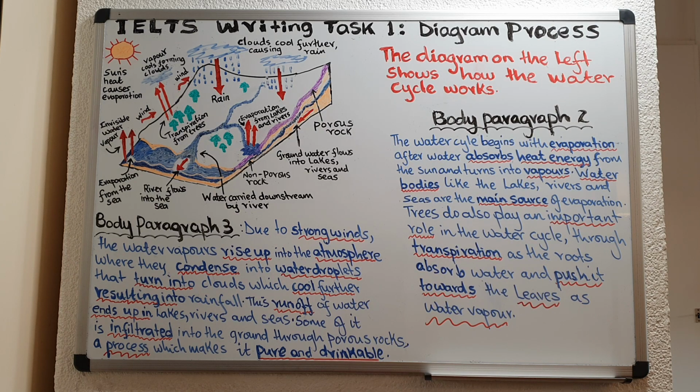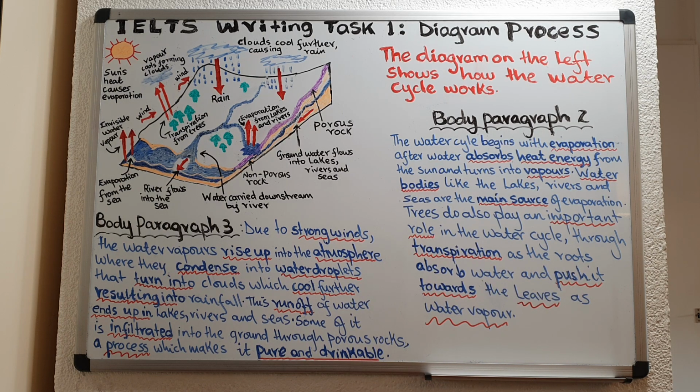So if you identified 6 steps on how this water cycle works, describe the first 3 in body paragraph 2, and then describe the rest of the steps in body paragraph 3. Because in body paragraph 2 and in body paragraph 3, that is where you describe the steps of the process in details. So split your steps into 2. The first steps describe in body paragraph 2 and the rest of the steps describe in body paragraph 3.